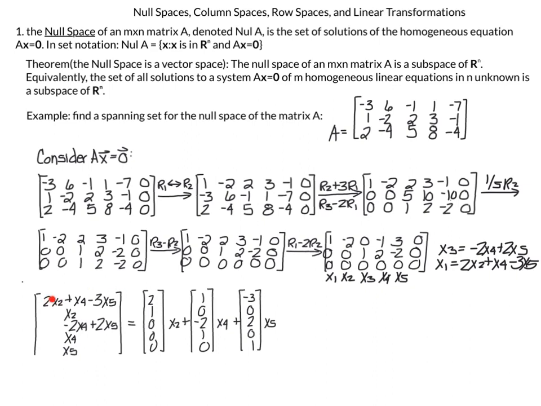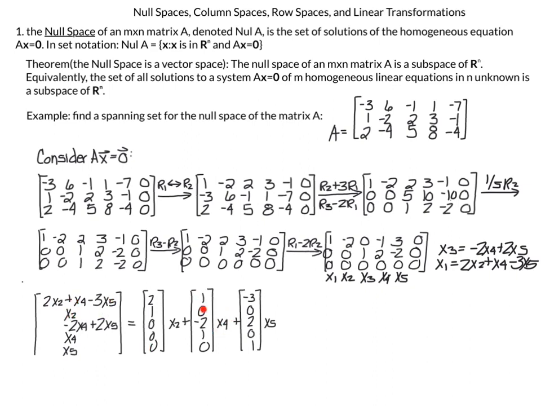So for x2, my first coordinate has the coefficient of 2. For my second coordinate, I have a coefficient of 1. There's no x2 in the third coordinate, so that's 0. No x2 in the fourth or fifth coordinate, so these are zeros. Looking at x4, over here I have a coefficient of 1.